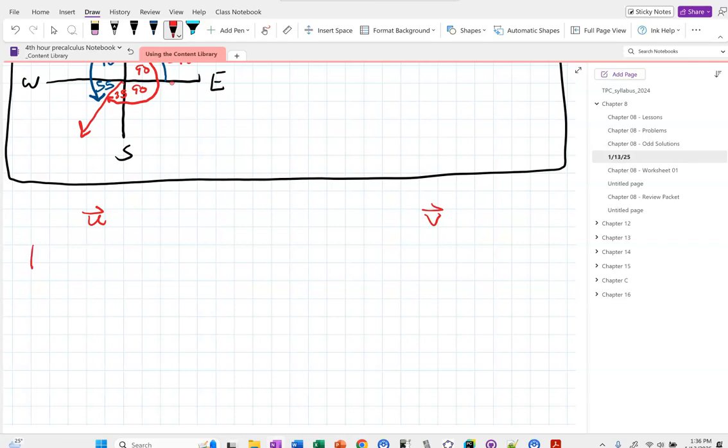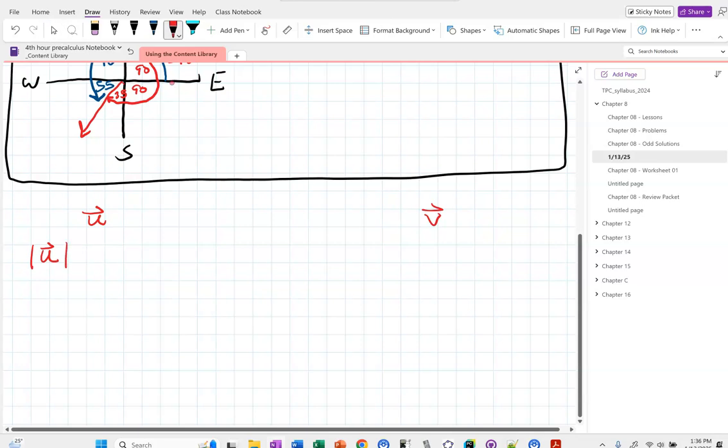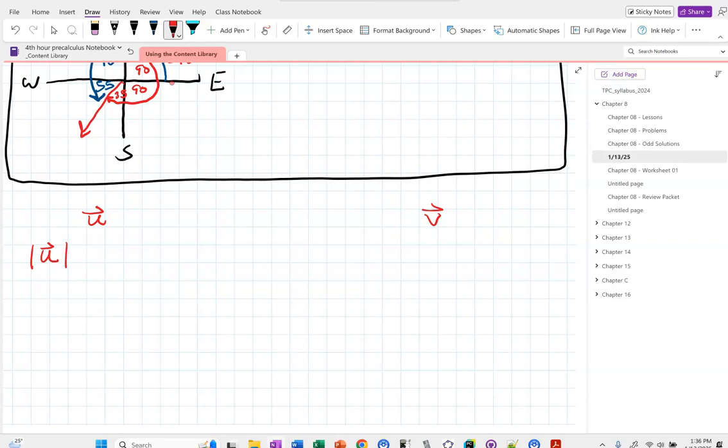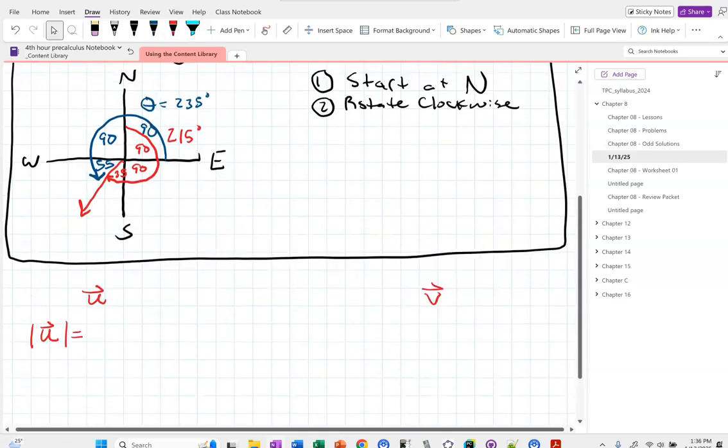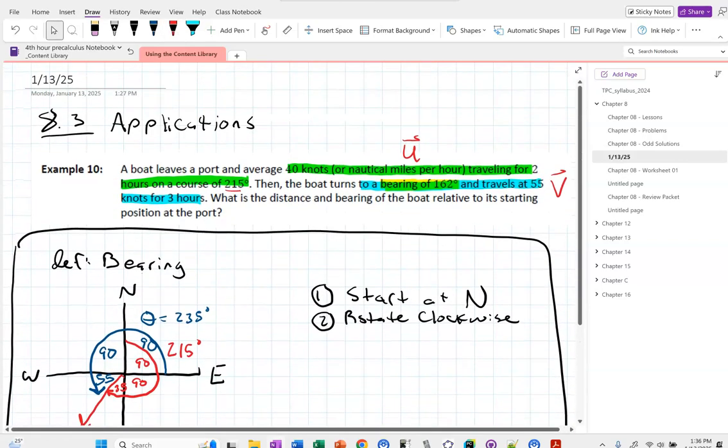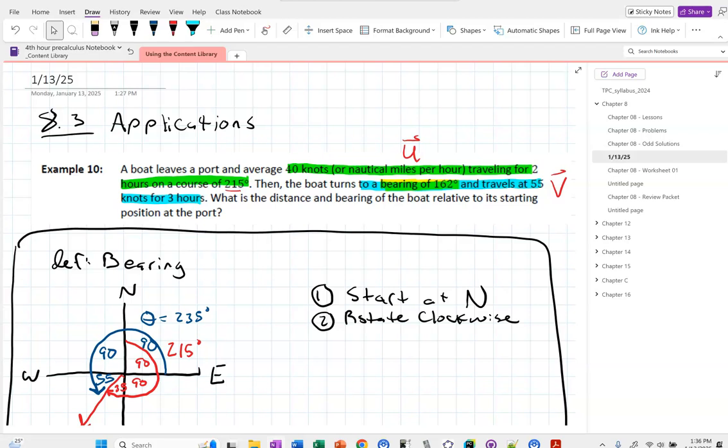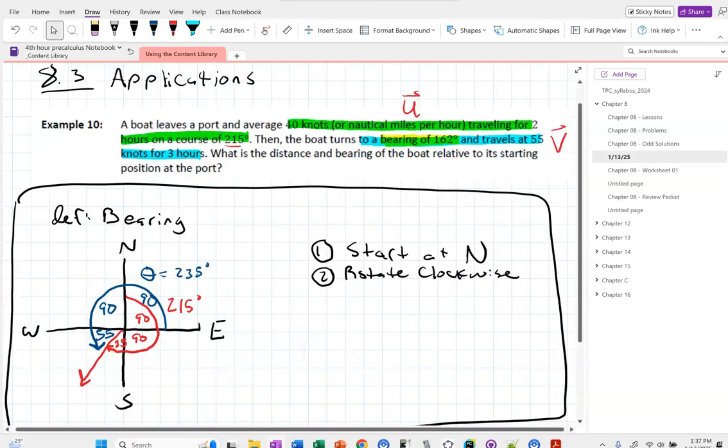All right, so we'll start with the magnitude for u. Remember the magnitude notation that we use, the vertical bars around our vector, represents the magnitude of the vector. Everybody's okay? So the magnitude of the vector is going to correspond to the length or the distance that the boat has traveled on that leg. So the first boat goes 40 nautical miles per hour for 2 hours. So how far does it go in that time? 80 nautical miles, right? Is everybody okay with that? Pretty simple.